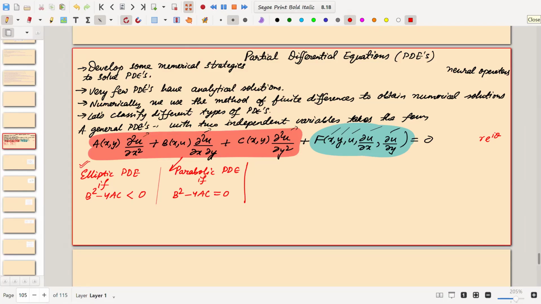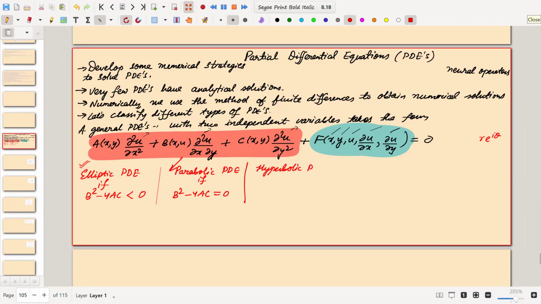If you want to go very deep into this, then we can understand why, if b square minus 4ac is equal to 0, we call it parabolic, and why we call the other one elliptic. That we have to go very deep into PDE. I suppose that this has already been covered in your BSc degrees. Okay. Hyperbolic PDE.